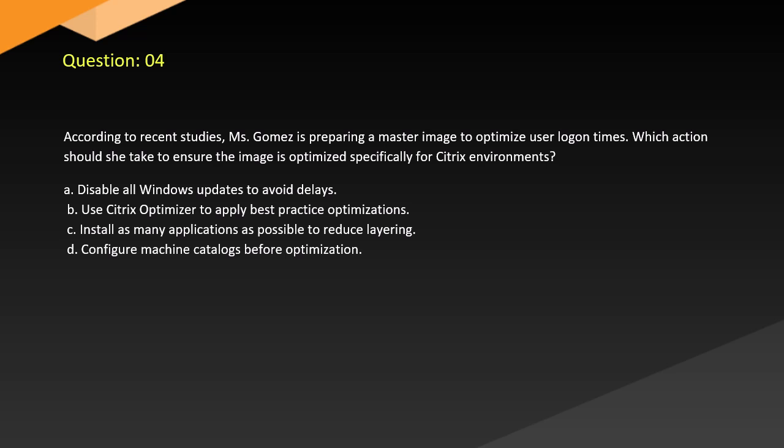A. Disable all Windows updates to avoid delays. B. Use Citrix Optimizer to apply best practice optimizations. C. Install as many applications as possible to reduce layering. D. Configure machine catalogs before optimization.